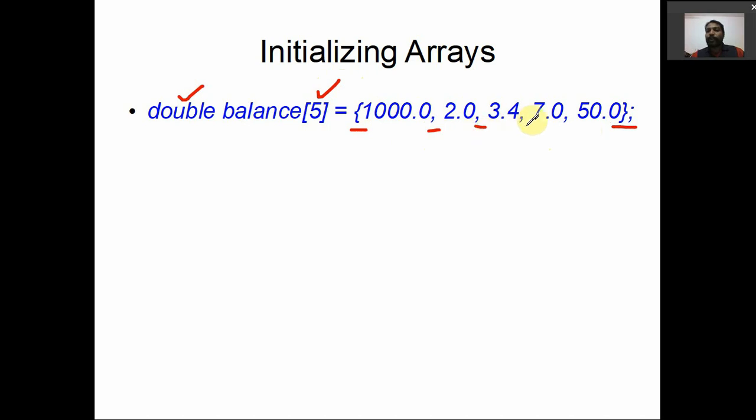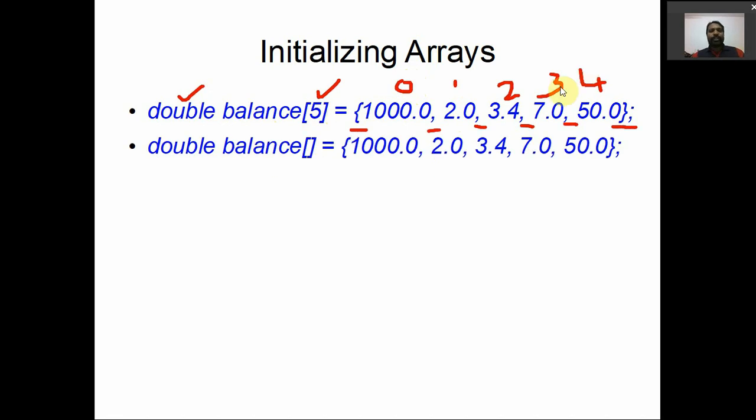All the values will be separated by commas. This will be the first element, that is balance of 0. This will be balance of 1. This will be balance of 2. And this will be balance of 3. And this will be balance of 4. So in this way, we can initialize arrays. We will declare like this, double balance of 5 equal to, inside braces, we can give 5 different values. The first value, balance of 0, will be 1000, and like that it will go on.